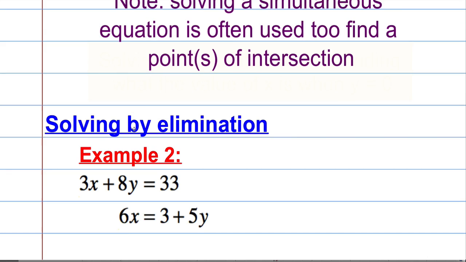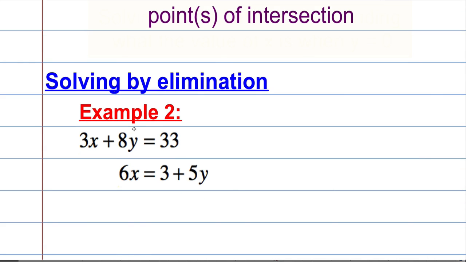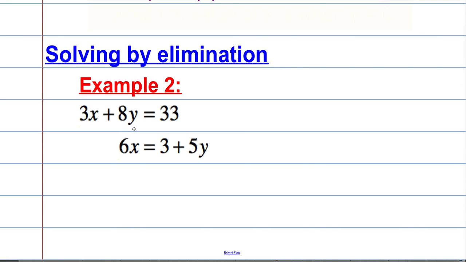So we've got 3x plus 8y equals 33, and 6x equals 3 plus 5y. Now the first problem I have here is it looks slightly different to what we've had before. So I'm going to manipulate equation B. Let's just label them again. That's equation A, that's equation B. I'm going to manipulate equation B so that I have x and y on one side and then any constant on the other side. Okay, let's leave equation A alone.